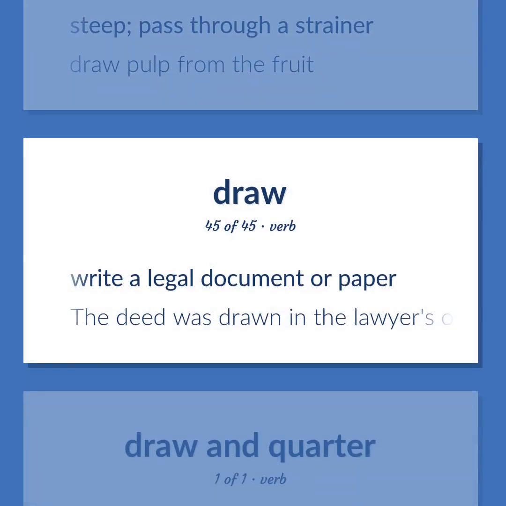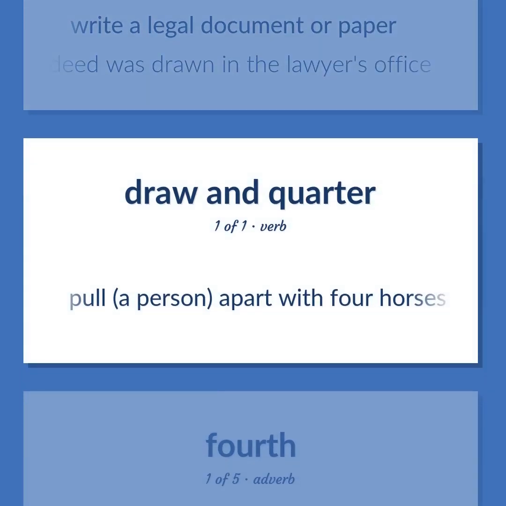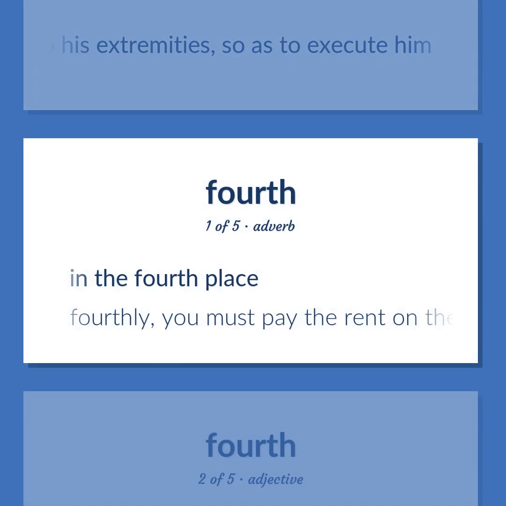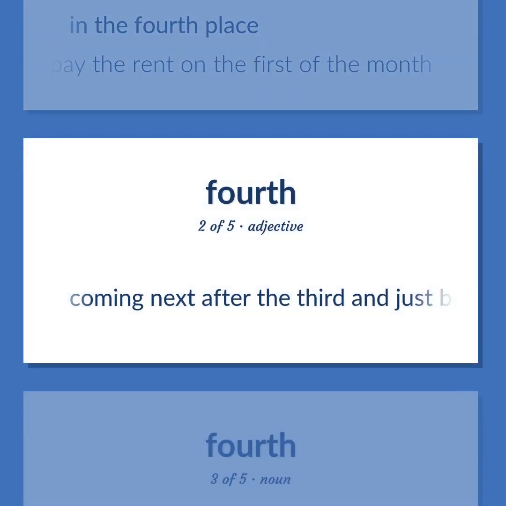Write a legal document or paper. The deed was drawn in the lawyer's office. Pull a person apart with four horses tied to his extremities, so as to execute him. In the fourth place. Fourthly, you must pay the rent on the first of the month. Coming next after the third and just before the fifth in position or time or degree or magnitude.